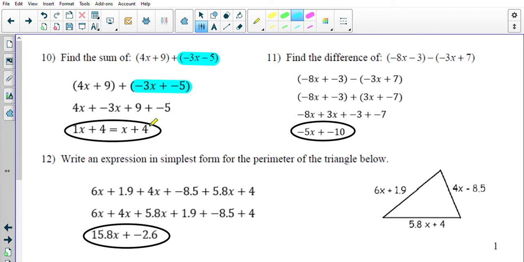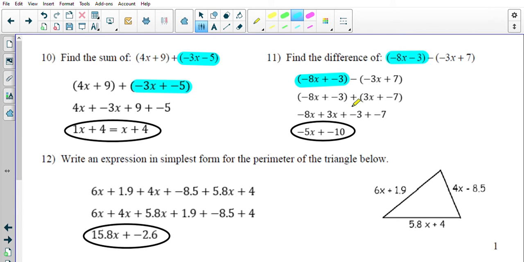In number 11, we're finding a difference, which means we're subtracting linear expressions. So you'll notice the very first thing I did here was I added the opposite in this first set of parentheses. So negative 8x minus 3 became negative 8x plus negative 3. That's step 1. Step 2 for subtracting linear expressions is to change your subtraction between the expressions to addition.